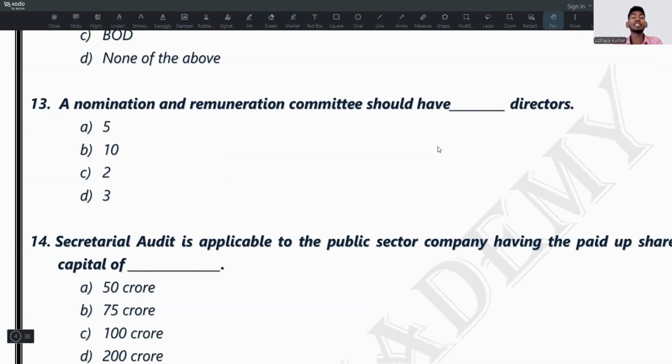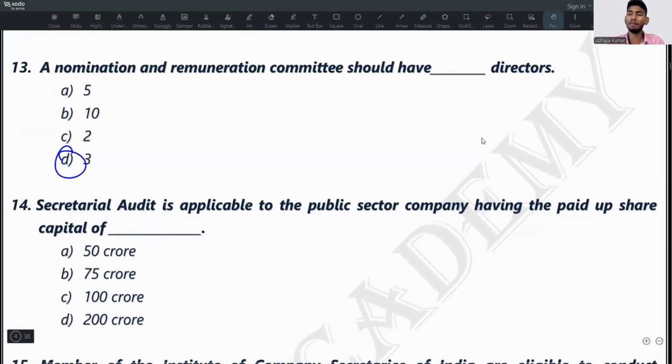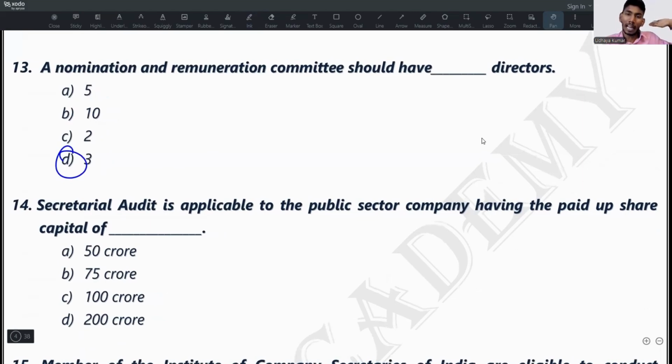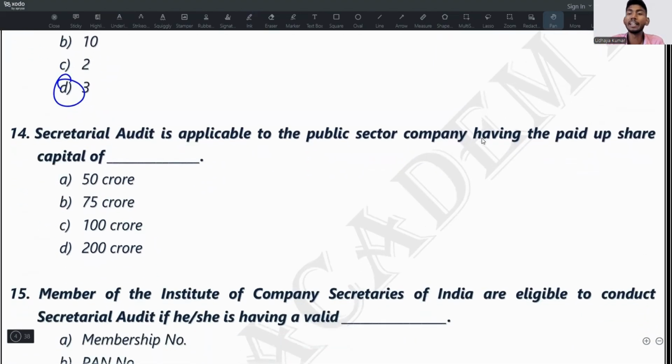The next question: a nomination and remuneration committee should have dash directors. According to the Companies Act 2013, the nomination and remuneration committee must consist of at least 3 directors, all being non-executive directors, and at least half of them should be independent directors. So the right answer is 3. When it comes to numbers, you must watch the classes carefully so that you can easily remember the numbers.